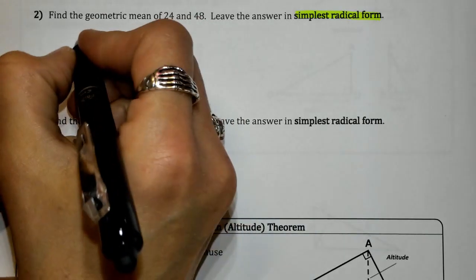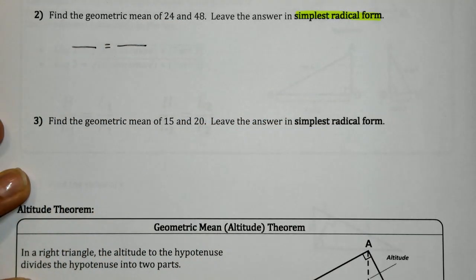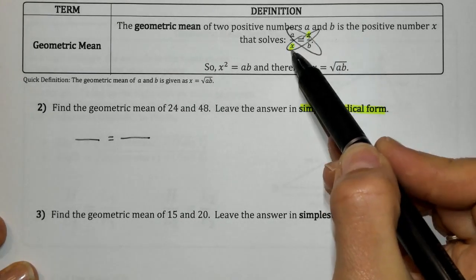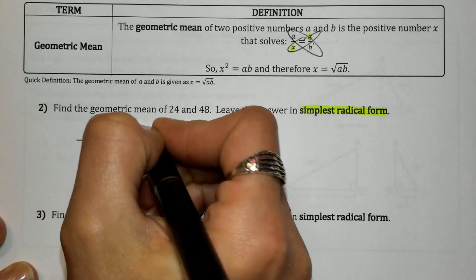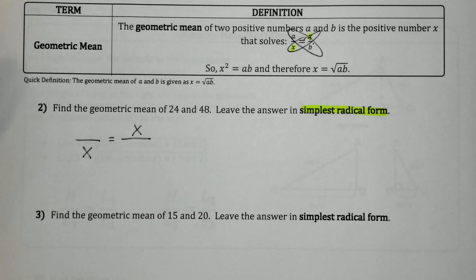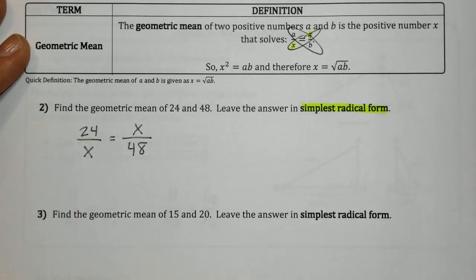So with geometric mean, you're going to have a proportion. So here's your proportional setup. We're going to plug in things here. That geometric mean being x is going to go in the bottom left, top right. So here's x and here's x. The 24 and 48 doesn't matter which one goes in which of the other two spots. It does not matter. We will just be multiplying them.